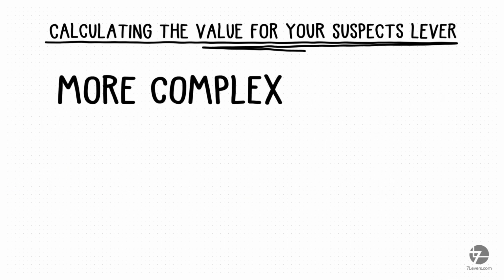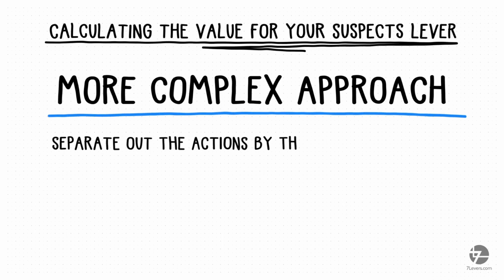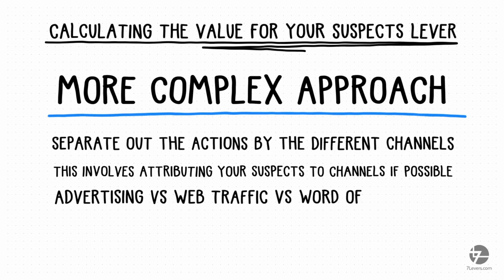If you want to make things more complex, then what you can do is try and separate out the actions by the different channels. Usually it would be forms of advertising, if it's possible for you to do this, to attribute your suspects to channels. This is a lot easier when you're working online, where you might be able to track that somebody came from a particular type of online advertising. But there are ways for you to track that people came from printed adverts or whatever it might be. But in the first instance, you're literally just looking to track the overall number of people that become suspects.